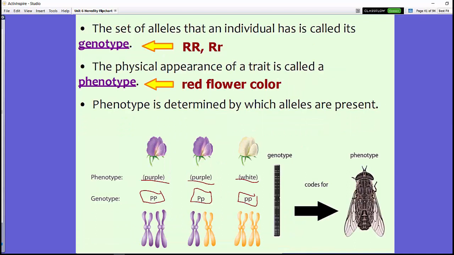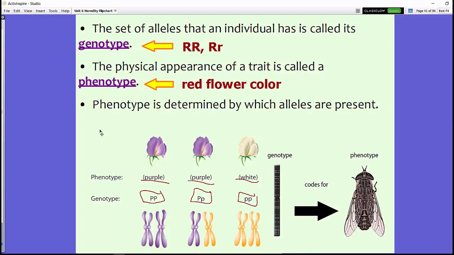The set of alleles that an individual has is called its genotype. So your DNA codes for genes, and these are what's represented as we were just talking about, the big R, big R, big R, little r. This is your genotype. This is what your genes say. The physical appearance of that trait is called the phenotype. So in this case, with the big R, and even big R, little r, that's the red flower color. So your genotype is what your genes say, while your phenotype is what your physical appearance looks like. So I remember it as genes for genotype, physical for phenotype.